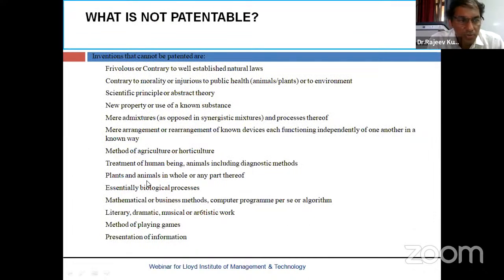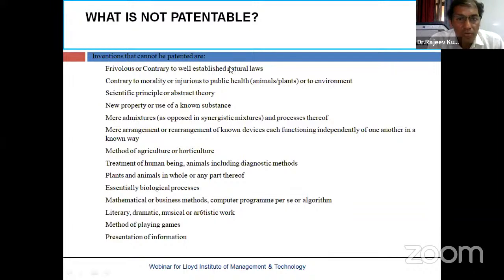Now, before we get into the filing process, I personally felt that you should know what is not patentable. So I'll just quickly go through these points. These are very important points because many a times we are confused whether or not a particular invention is patentable. So you should always keep these points in mind while assessing the patentability. So if your invention is frivolous or contrary to well-established natural laws, then it is not patentable.